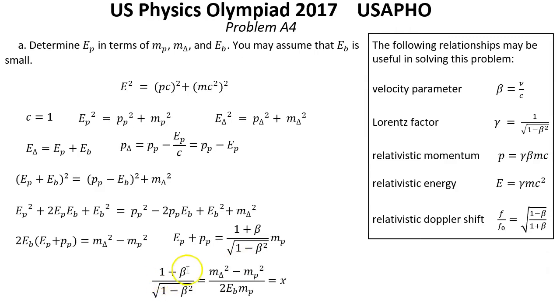We have (1 + β)/√(1 − β²) equal to this expression, which uses all of the parameters we need: m_Δ, m_p, and E_b, which we can call x. From here we can find β using x, and that will be this expression. And the last point, we have to use the expression for E_p, which is the relativistic energy.